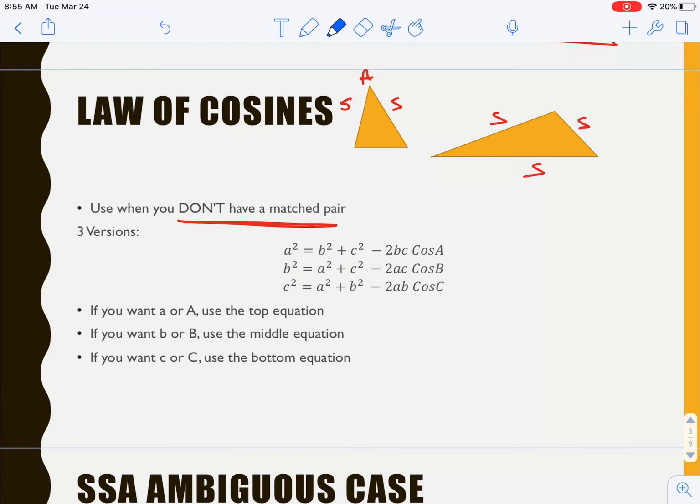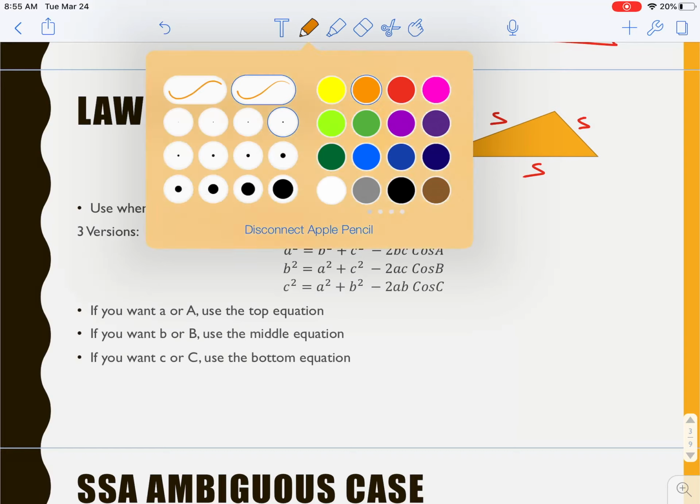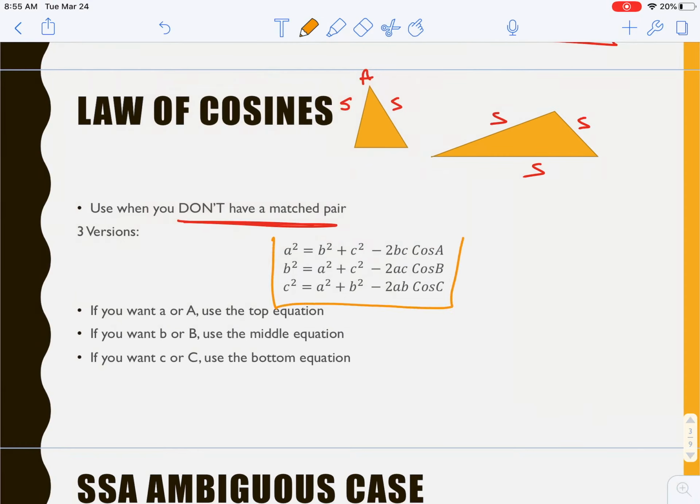And this comes down to 3 different equations. Okay, we had 3 different equations for the law of cosines, but they all pretty much say the exact same thing. And what you want to look for is, if you're looking for either side A or angle A, you're going to use that top equation. If you're looking for side B or angle B, you'll use the middle, or side C or angle C, you're going to use the last.